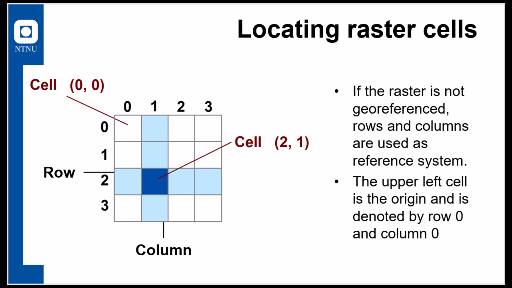But if you have a scanned map, it's very likely that the raster is not georeferenced, and then the rows and the columns are used as the reference system. And the upper left corner is the origin, denoted by row 0 and column 0. We start counting with 0. So one particular cell would have the coordinates related to the cell origin, the row 2 and the column 1.